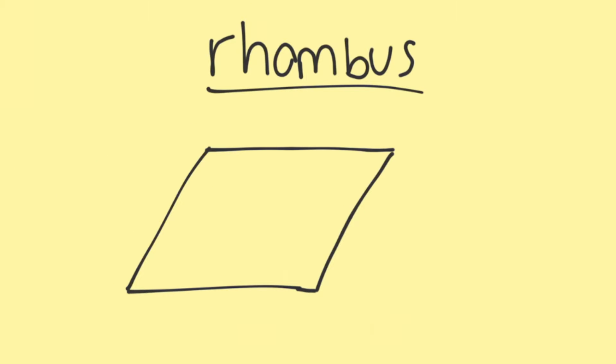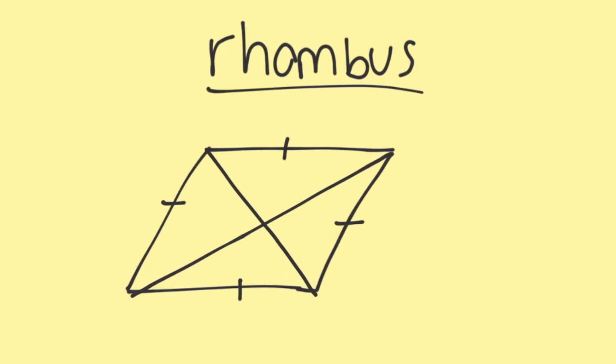A rhombus is another specific type of parallelogram, so all of the properties of parallelograms are true, but then also all 4 sides are congruent, and then the diagonals, not only do they bisect each other, but they're perpendicular. Also, diagonals bisect both pairs of opposite angles.